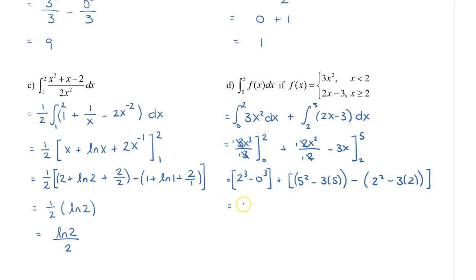So 2 cubed is 8, and then we don't need the 0, so plus, and then we have here 5 squared is 25 minus 15, so that's going to be 10. And then the second bracket here is 2 squared is 4, and then 4 minus 6 is negative 2, but then we have a negative sign here, so it's going to be plus 2. So then 8 plus 10 plus 2 is going to be 20.